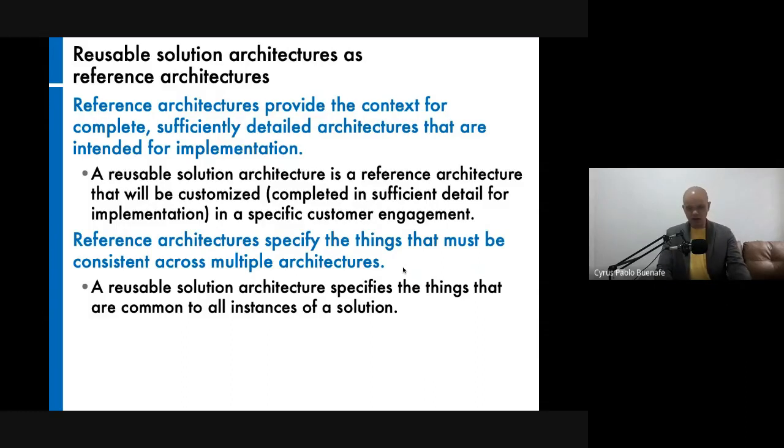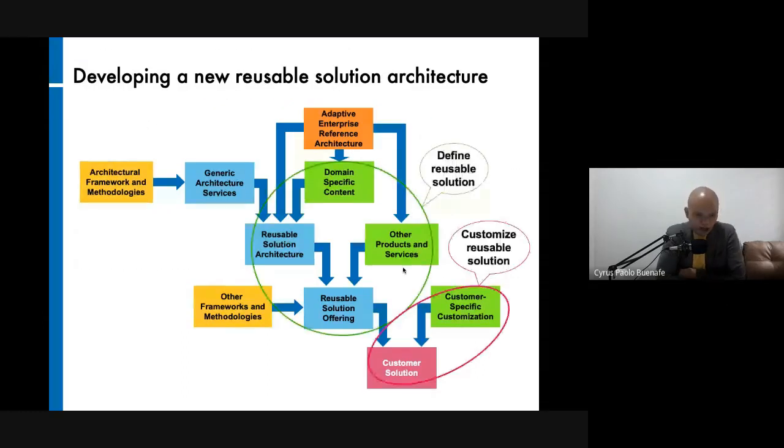So this is a stylized flowchart on how you can develop a new reusable solution architecture. If we start at the top left, we start with your frameworks and methodologies, and then we do generic architecture services. This would refer to your solution architecture concept and your solution architecture blueprint. You start off with that. They can be generic. And then you have your first crack at your reusable solution architecture.